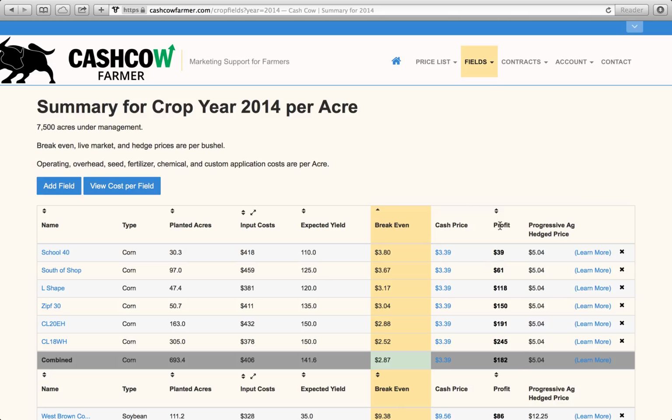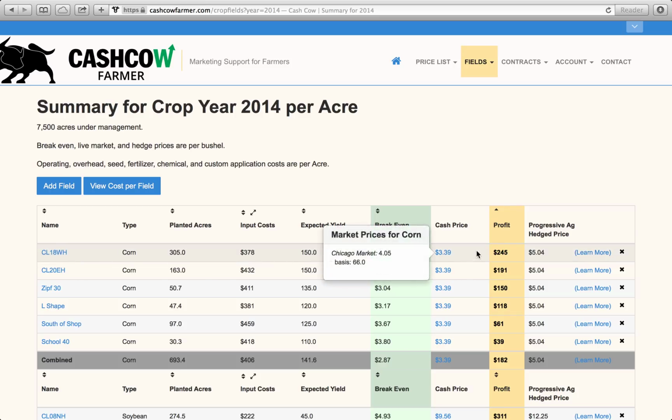Then we move on to the profit. We'll sort that as well. So we're making the most money on CL18WH. We've got the break-even price right next to the cash price. We see that there's obviously a difference. The cash price is higher than what we are putting into that field.